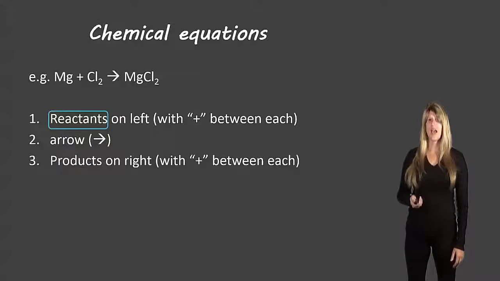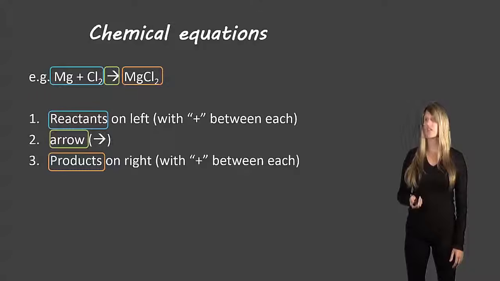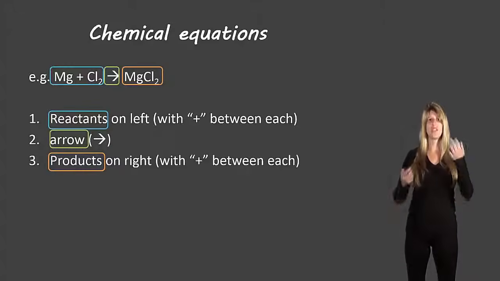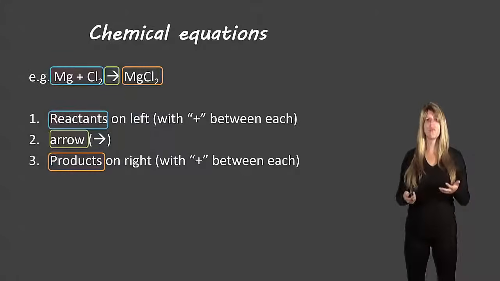So if we look for our reactants here, this is everything on the left side. We have our arrow, and then we have our products, which is everything on the right side. So this is how we would write a chemical equation. If we're given a word equation and we need to write it as a chemical equation, we need to remember our nomenclature rules to get the right formulas.